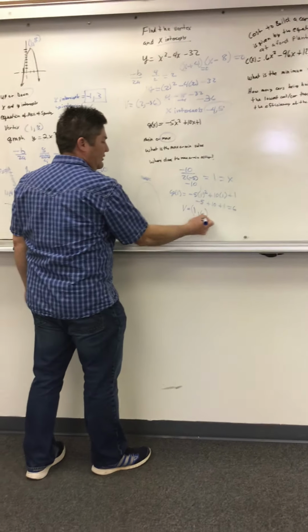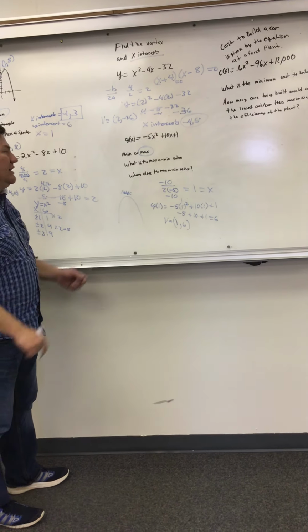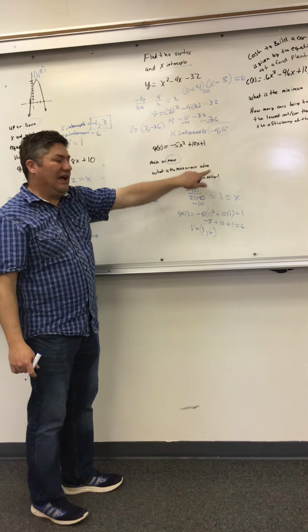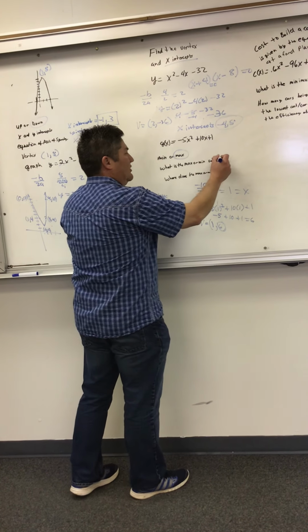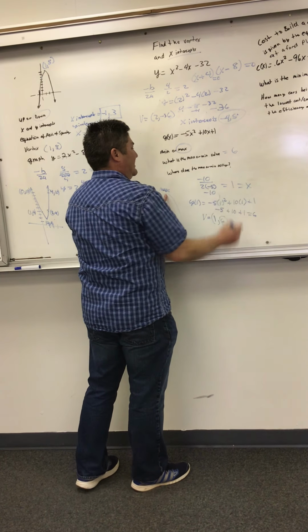6. That's the y value. That tells you everything you need to know. What is the maximum or minimum value? That's always the y value. That's the highest it'll ever get. So this minimum or max value is 6.